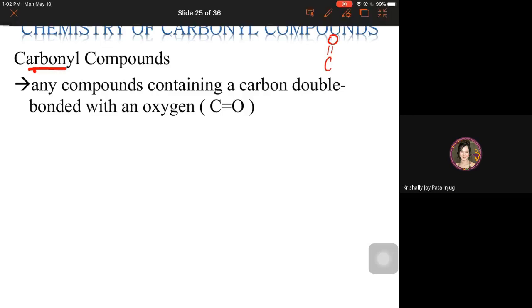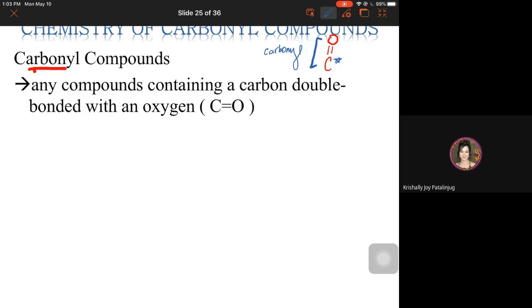When you say carbonyl, we are referring to this carbon. Pag sinabing carbonyl, the whole structure: carbon double bonded to oxygen. Now, for most of the biological molecules, the organic molecules that are found in our biological system, most of them contain carbonyl groups. Usually carbonyl compounds ang made up sa atuang biological system.